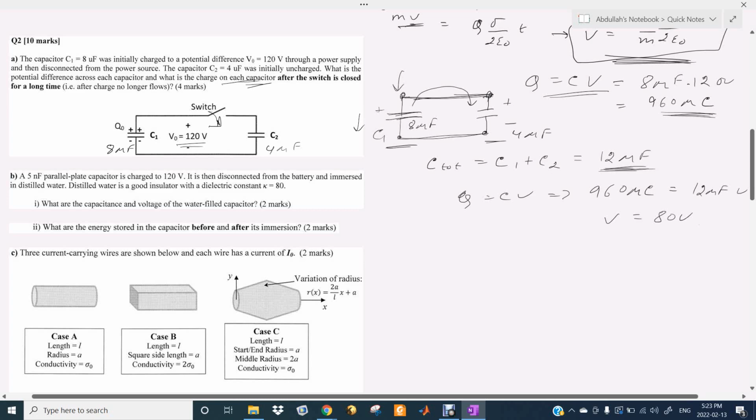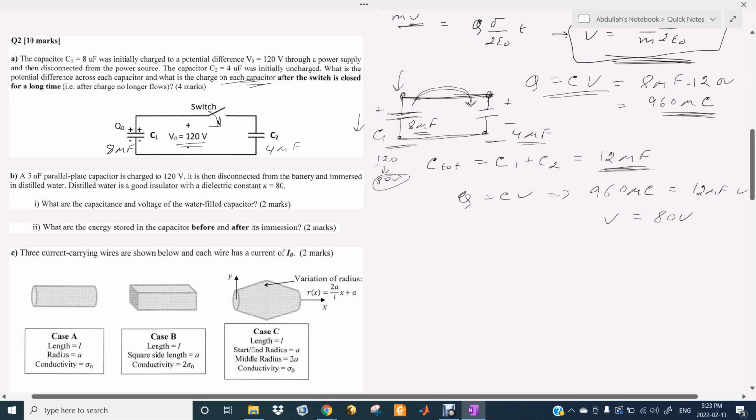So the potential dropped from 120 volts for C1 to 80 volts, right? And it makes sense because some charge has moved. So the potential across C1 has to drop, but it will drop until the potential on both the capacitors is the same. But it doesn't mean the charges on both the capacitors are the same, because their capacitances are different.